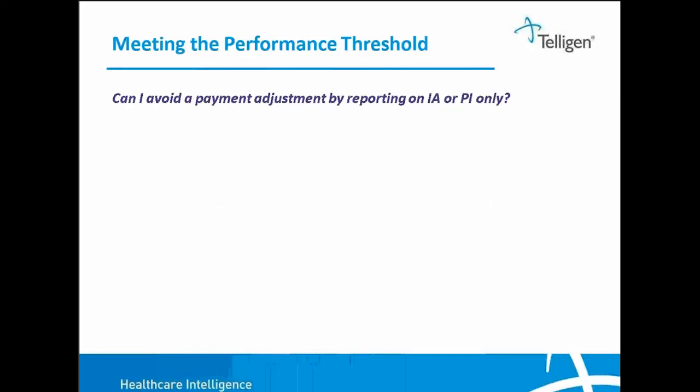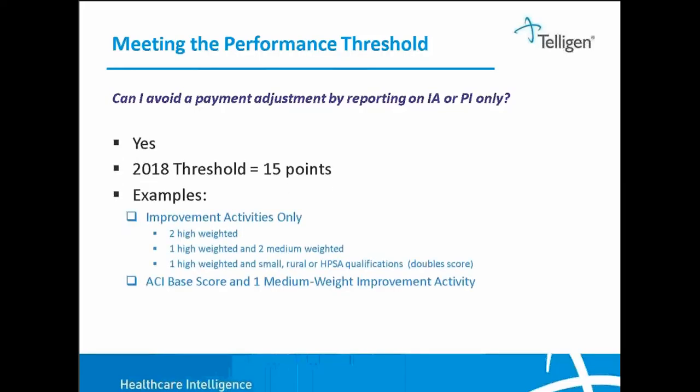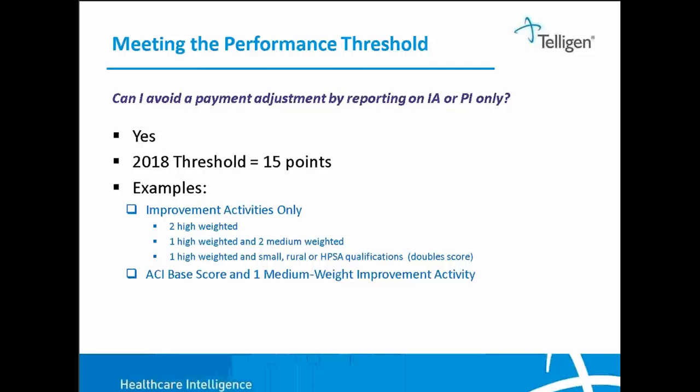Can I avoid a payment adjustment by reporting on IA or PI only? Yes, you sure can. For 2018, the threshold is 15 points. And these are a couple of examples. Say that's what you want to do again this year. You want to just meet the minimum. You just want to avoid that payment adjustment. You don't want to worry about the quality measures. Of course, we're not encouraging that. But at some point, sometimes that's where you're at in your organization.